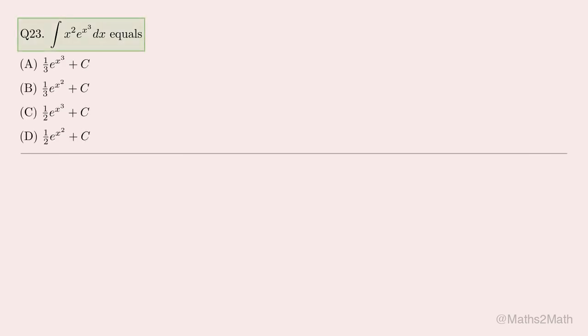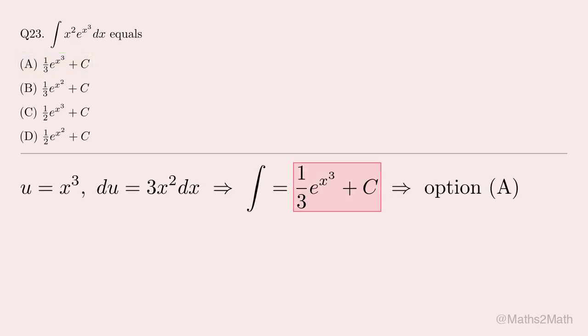Question 23, multiple choice. Not parts at all, a substitution. X squared is a third of the exponent's derivative. U equals x cubed gives a third of the exponential. Option A.